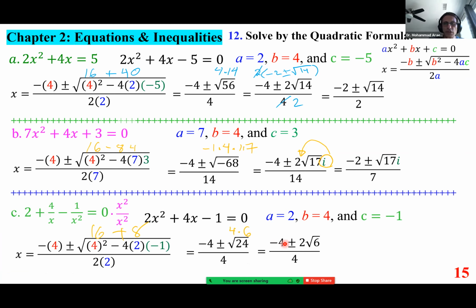And now again, notice there's a common factor of 2. This becomes -2. This 2 goes away. This 4 changes to 2. You must always put it in lowest terms. If you left it as that, it is absolutely perfect.